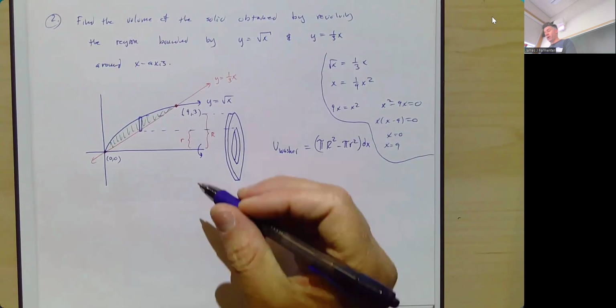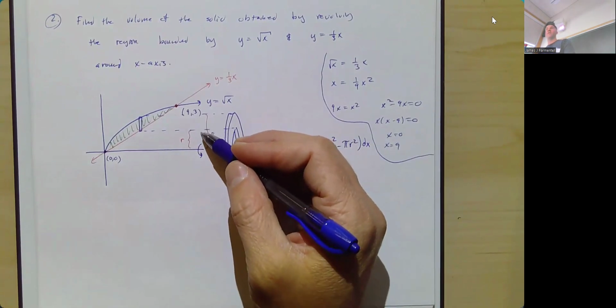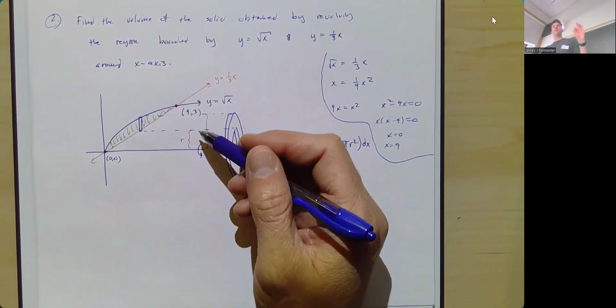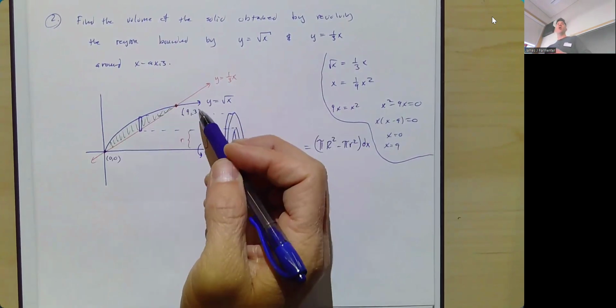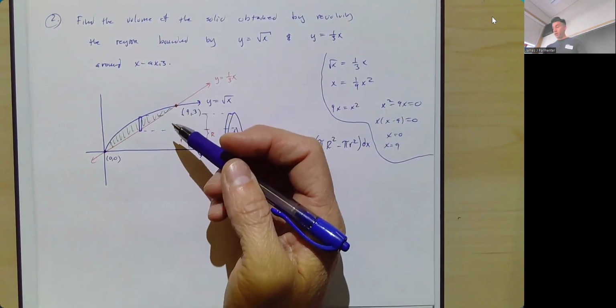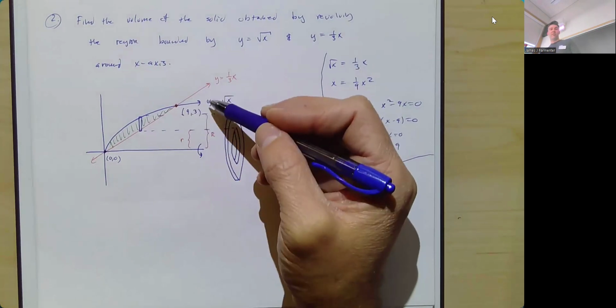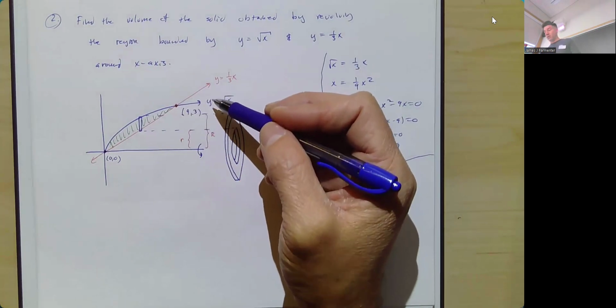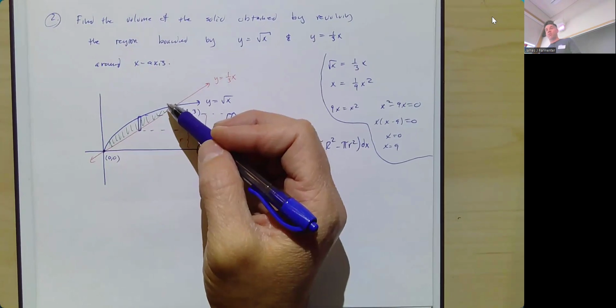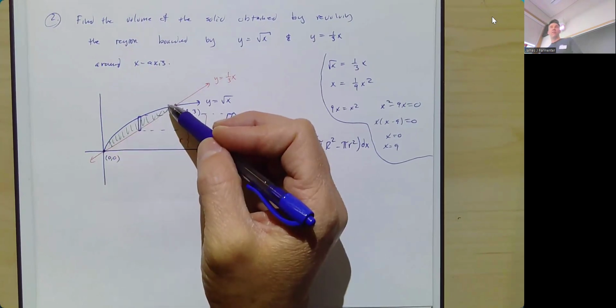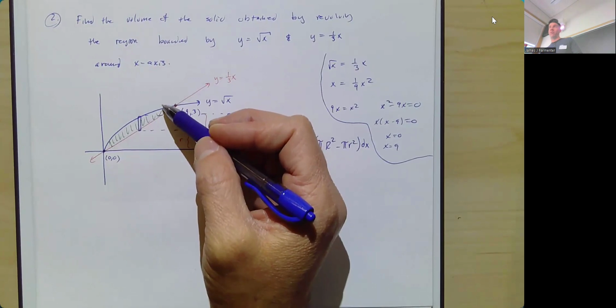Here, my larger radius is the function that's further away from the axis of rotation. Now, I will point out, y equals the square root of x is not always further away, right? Namely, way over here, y equals the square root of x is actually the closer function. But in the region that matters, y equals the square root of x is further away from the axis of rotation than y equals 1/3 x.